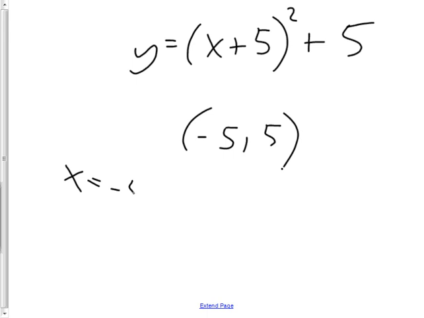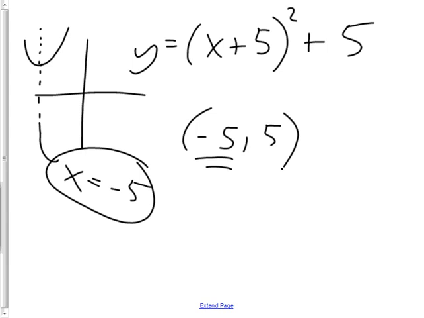X equals -5. It's a line that runs right through that. So -5, 5 is right there. This would be a parabola that goes like that. And the line going down here would use the X number of it right there. That's this line right there. Any questions about those? Those are your easy R2 kind of things.